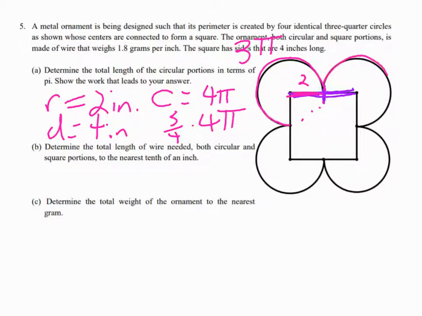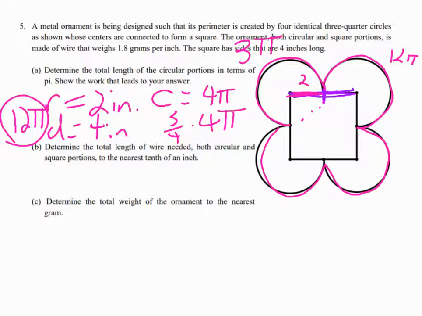Now we have 1, 2, 3, 4 of those. So in terms of pi, we have 4 times 3 pi. So this pink portion is going to be 12 pi. And then that's the answer to this letter A, because it's asking for the circular portions.